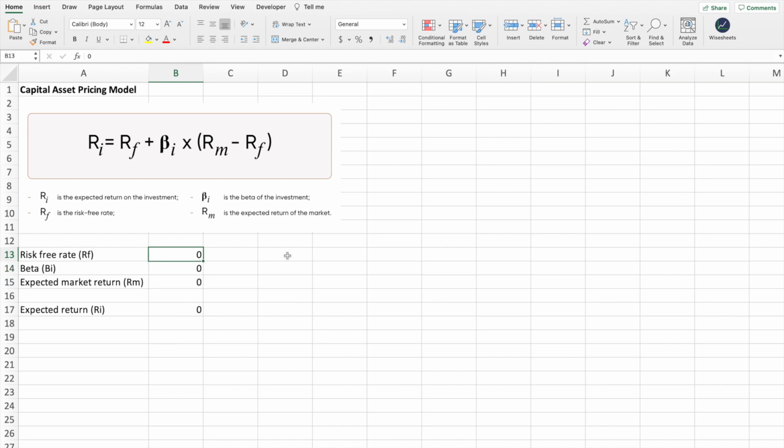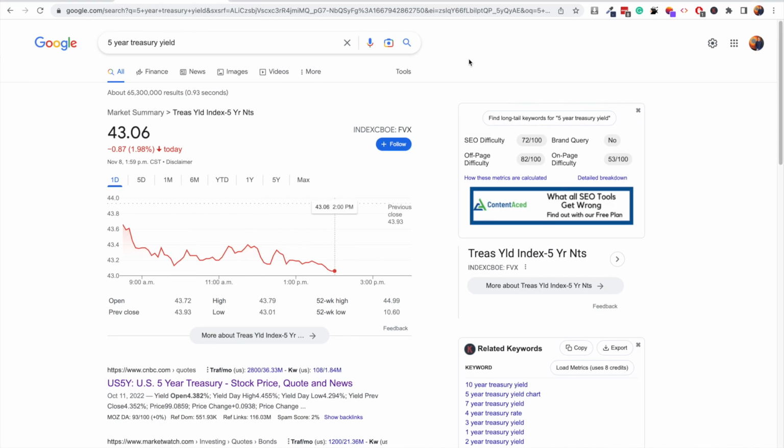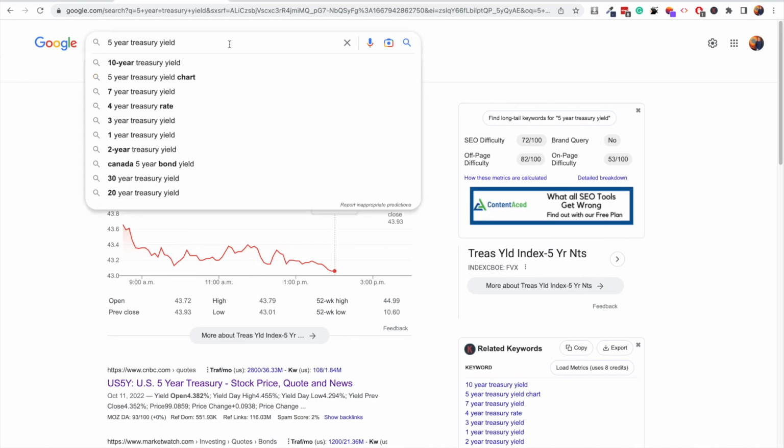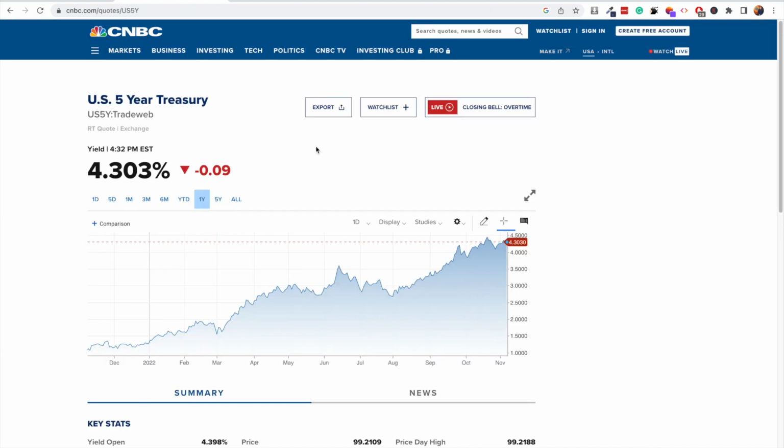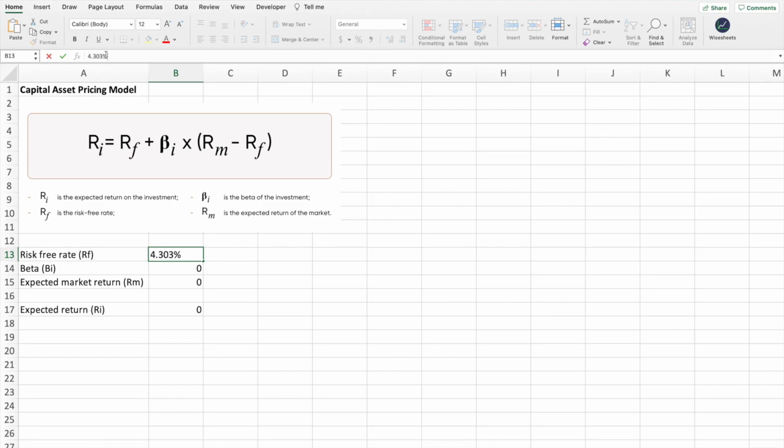The first thing that we're going to do is find the risk-free rate. Let's say that we want to buy Apple and hold it for 5 years. In that case, what I recommend is to go on Google, search for the 5-year treasury yield, and then click on one of those links. This is the one that I usually go to. And as you can see, the 5-year treasury yield is about 4.3%. That is the value that we're going to enter into our spreadsheet. So we can go ahead and copy this.